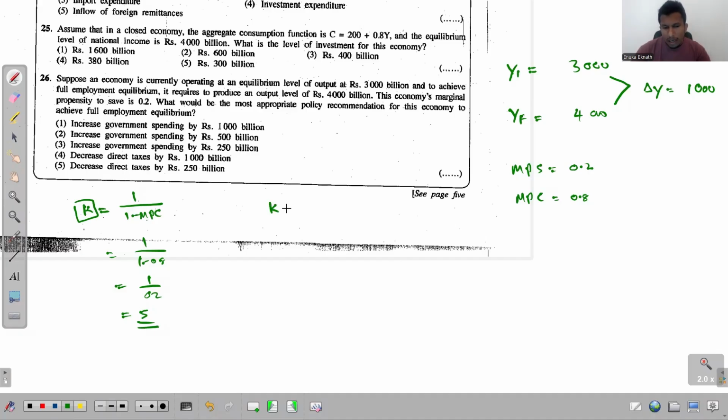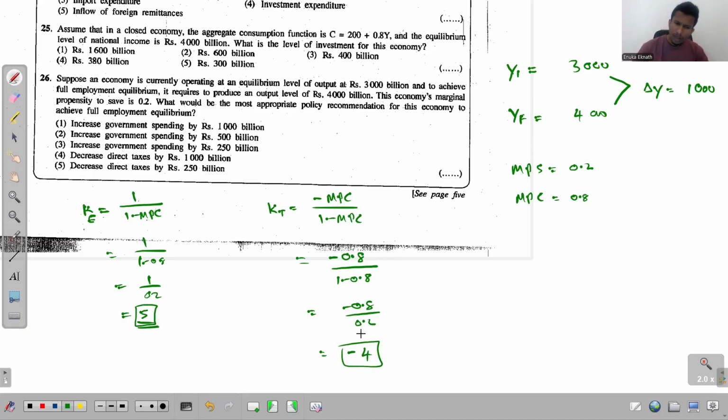And on the other side, let me calculate the tax multiplier. So let me just recognize this as KE and this as KT. So tax multiplier is calculated as minus MPC over 1 minus MPC. So MPC is 0.8. So minus 0.8 over 1 minus again 0.8, which is equal to minus 0.8 over 0.2, and this answer is minus 4. See, the previous value is a positive value, but this value is a negative value, right?